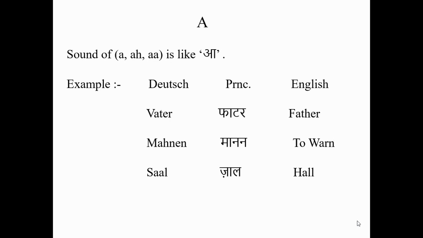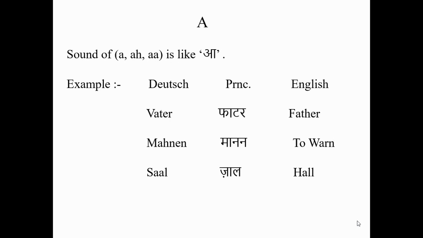So the first vowel is a. There are five vowels in the German language, and three vowels are extended forms of these vowels, like the three umlauts: a umlaut, o umlaut, and u umlaut. So the first vowel is a.